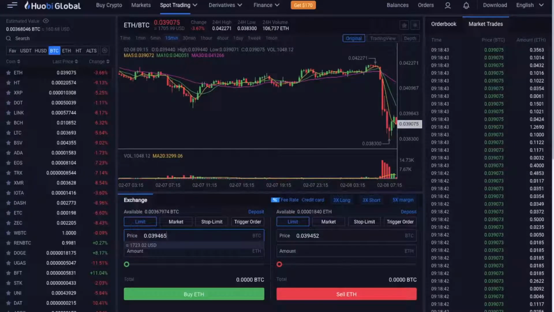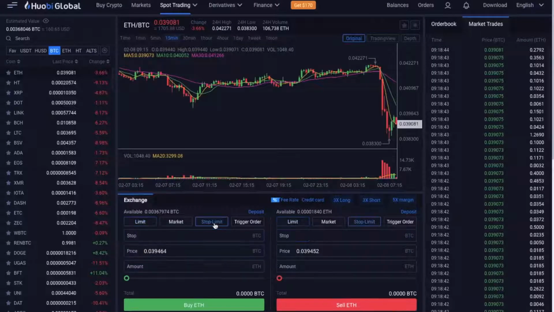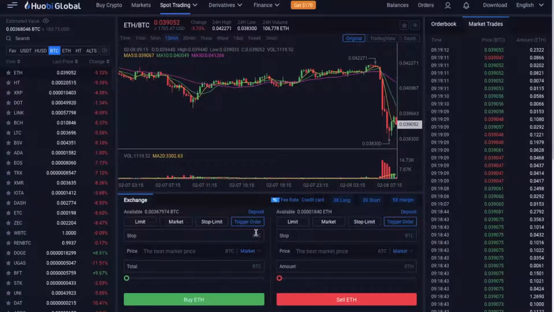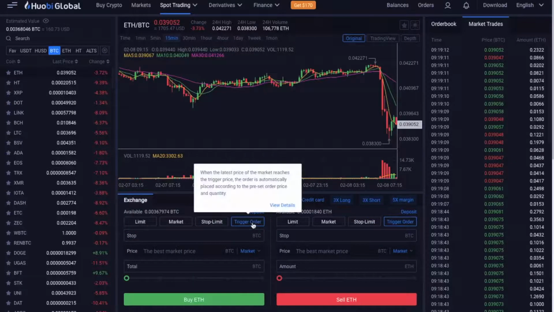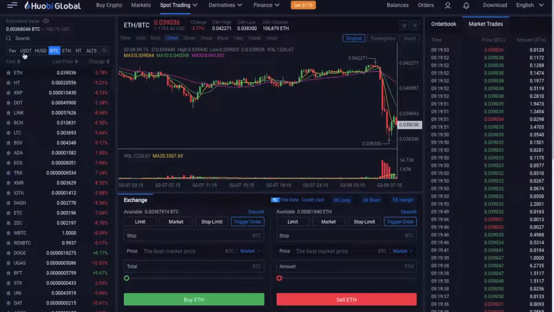There's a stop limit, which allows you to state that when the market hits a certain value, you'd like to buy or sell your crypto at the price that you've then defined, and this can help you to reduce losses. Then finally, there's a trigger order, where we can say that when the market reaches a certain value, you'd like to automatically place a market order to complete at the best available market price at that time. Now I'm going to take you through the process of creating a limit order now.